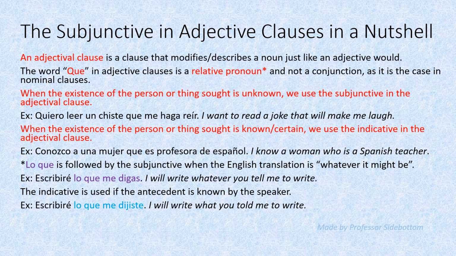Lo que is followed by the subjunctive when the English translation is whatever it might be. Escribiré lo que me digas. I will write whatever you tell me to write. The indicative is used if the antecedent is known by the speaker. Escribiré lo que me dijiste, as in I will write what you told me to write, so I already know it.